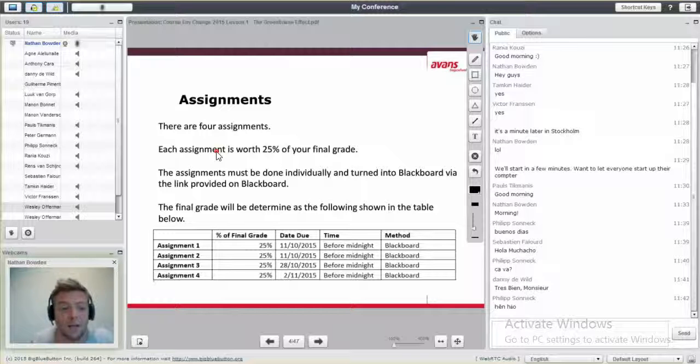It's fine if you work together, but just so you know, I can tell if you're copying each other. We have a software program on Blackboard that tells me if you're copying. So please do not copy. If you work together, of course, that's fine, but use your own words on the assignments. They're done individually and turned in on Blackboard, and there's a link under the hand-in links. Like I said, each one is worth 25% of your final grade, due on these dates and before midnight. I think Blackboard literally gives you until 1 second before midnight to turn them in.